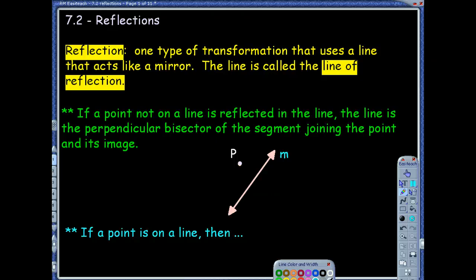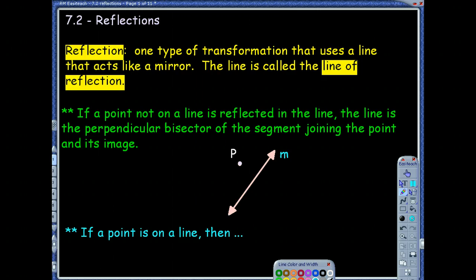Section 7.2 is focusing on just reflections. So yesterday we got just a brief overview of all of the different types of transformations. Today we are going to focus on just reflections. And a reflection is a type of transformation that uses a line that acts like a mirror.